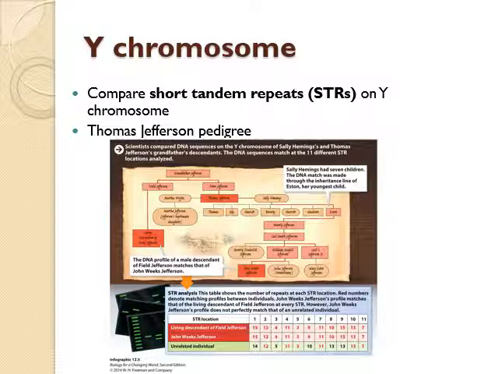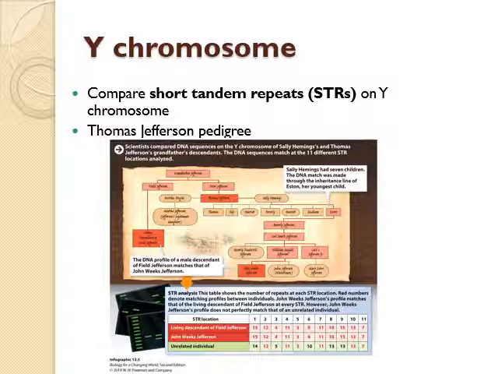So we're comparing these STRs on the Y chromosome. The example that we have is the Thomas Jefferson pedigree. And I don't know if you've heard, there's quite a bit of controversy around Thomas Jefferson and whether he fathered children with one of his slaves. It was always rumored, and it was pretty much dismissed until a little bit later when scientists were like, we can actually use DNA to figure this out.